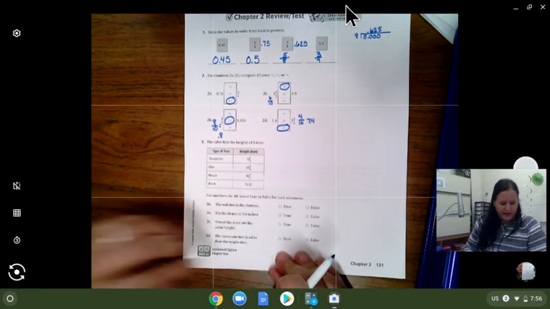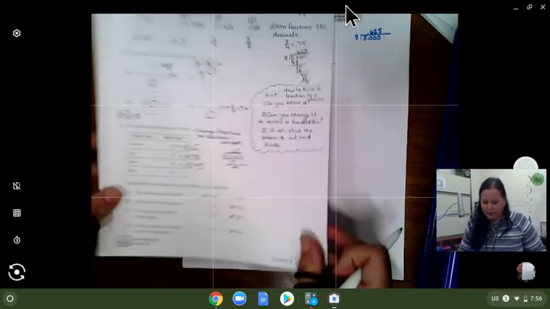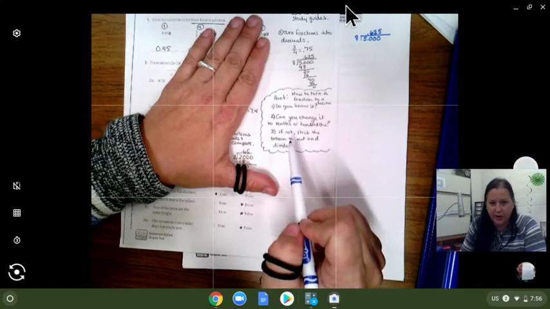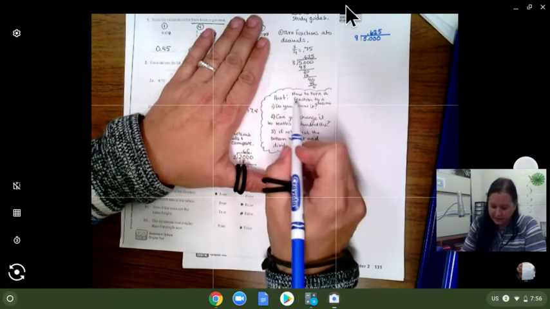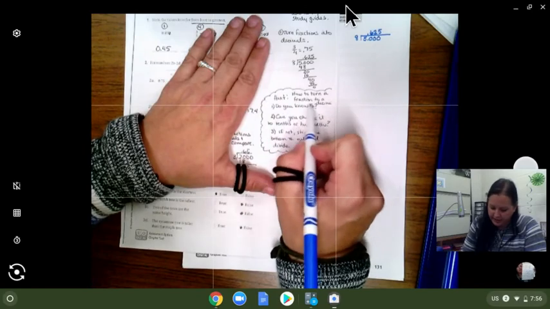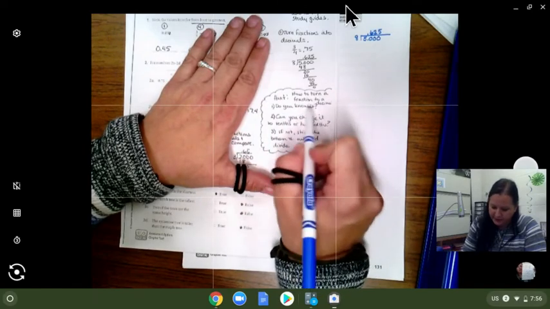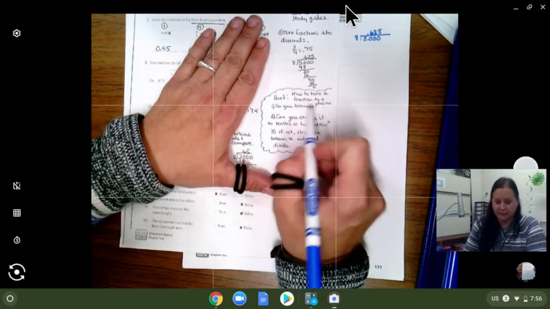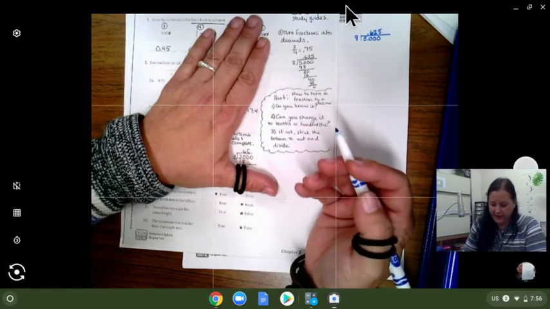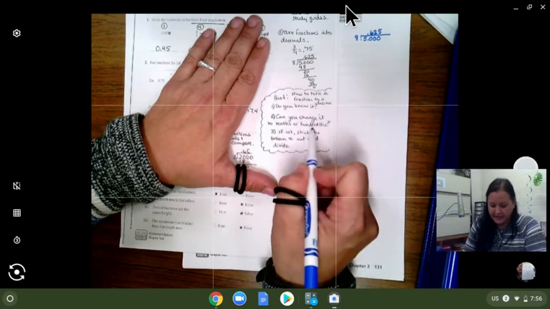So I'm going to just slide this over here in case you need a hint, or if you want to pause this right here and write this down. This is something you need to know. It says how to turn a fraction to a decimal. Do you know it? So sometimes you just know it. It's a benchmark fraction you know. Can you change it to tenths or hundredths?